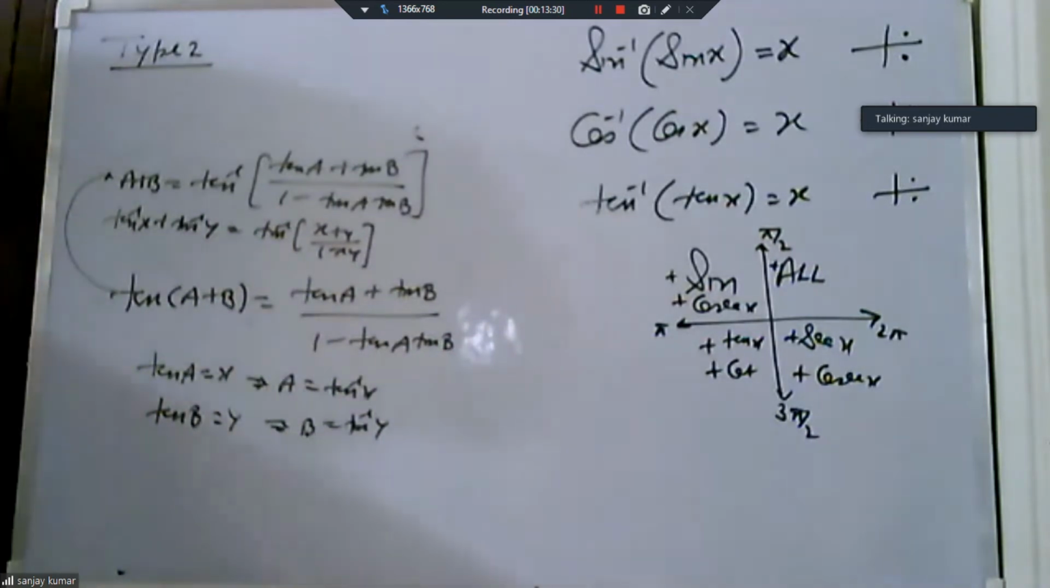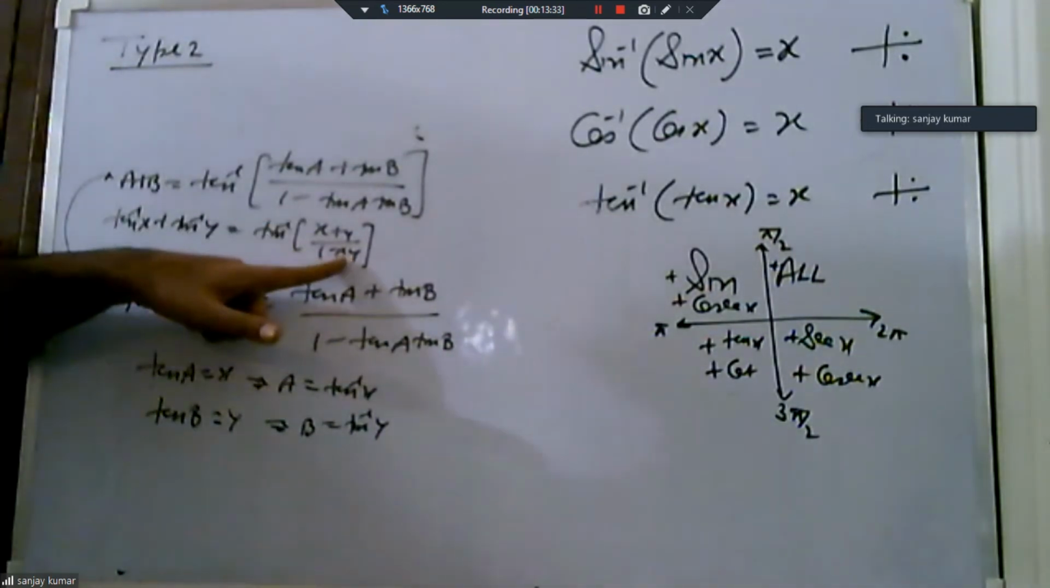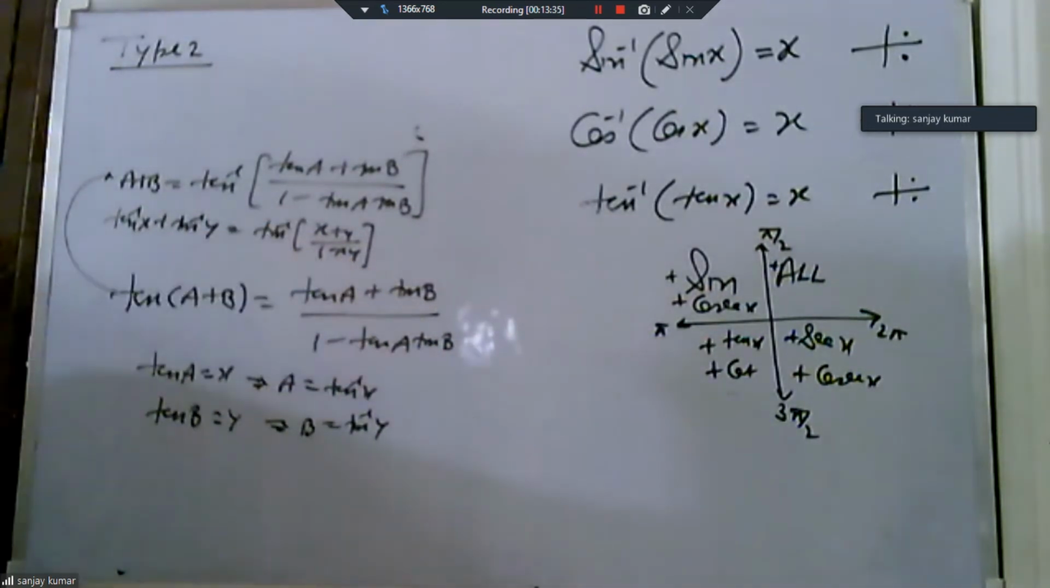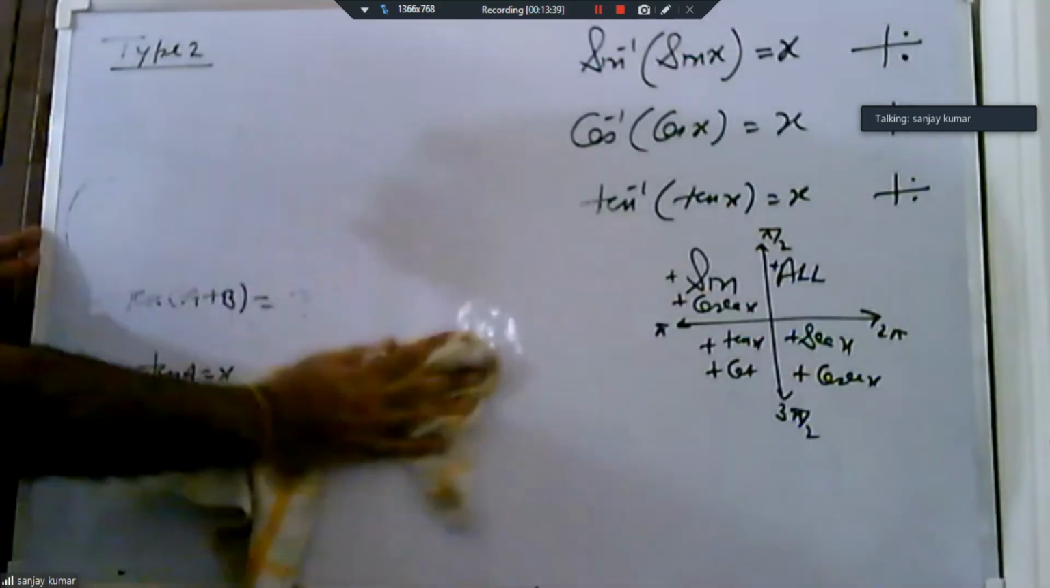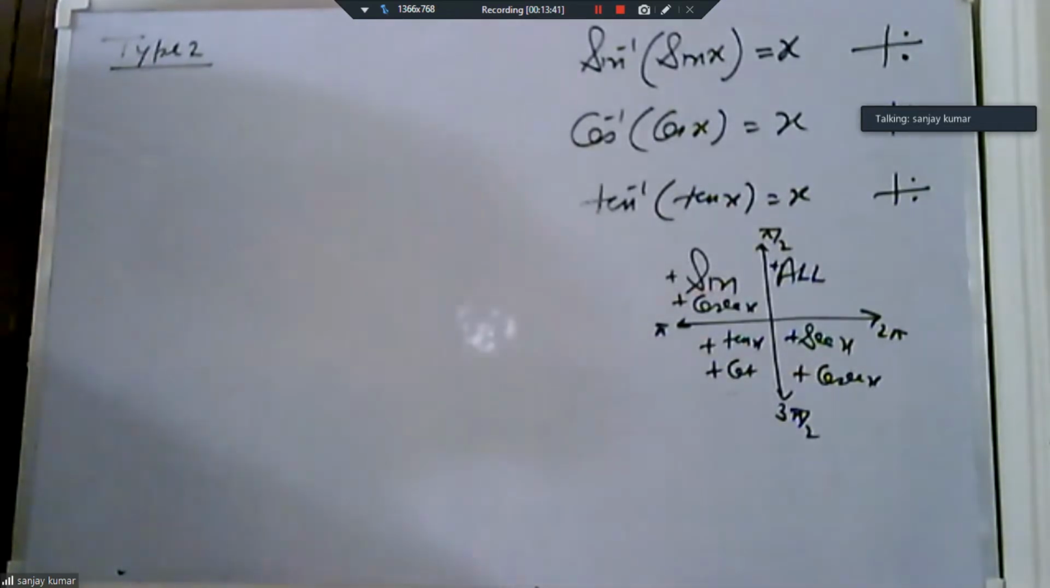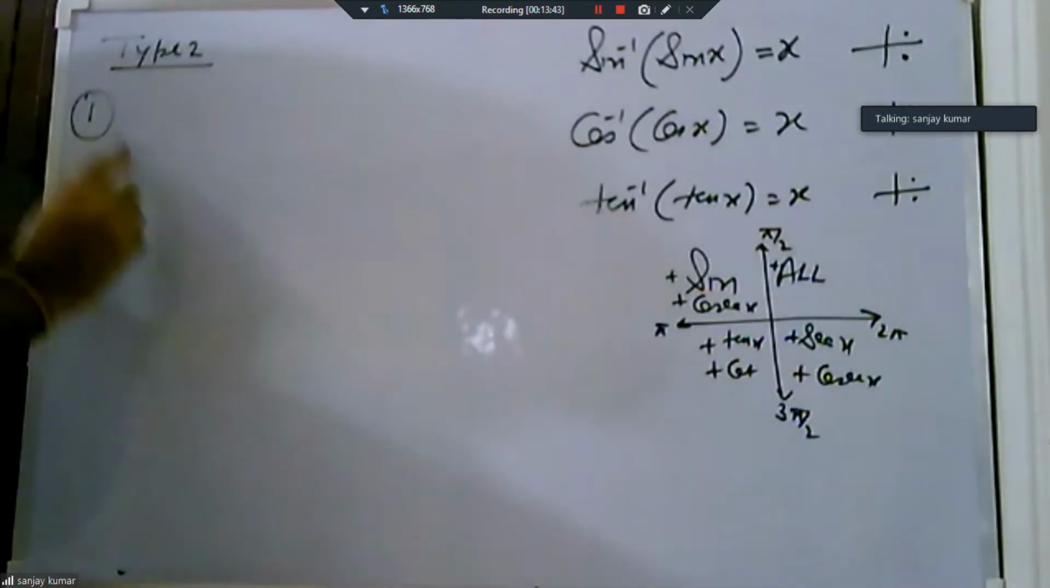But the problem is that if xy is greater than 1, then the number becomes negative. For negative, it goes to the second or third quadrant. So again the problem is that tan is cancelled only when you have the right quadrant, so you write only the formula.